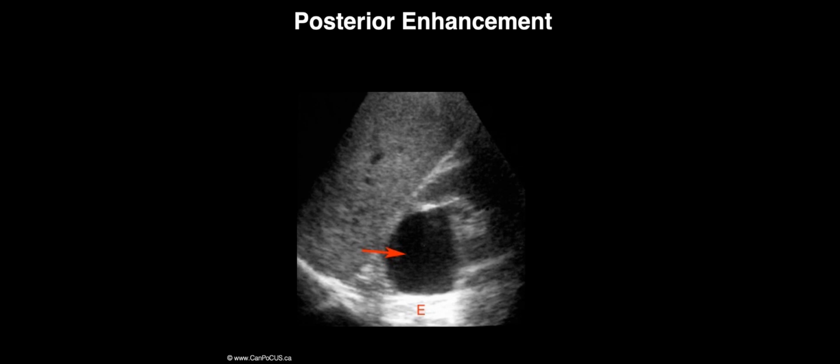Posterior enhancement artifact occurs deep to a fluid-filled structure. The posterior wall of this renal cyst appears brightly echogenic. This is because the ultrasound waves that have passed through the renal cyst have been less attenuated than those that have passed on either side. These sound waves therefore have more energy and the reflections are brighter.